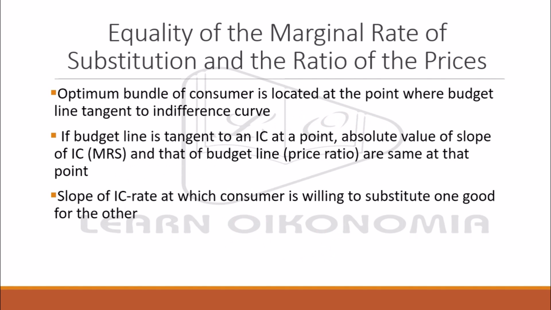Now let's see the equality of the marginal rate of substitution and the ratio of prices. What is the role of this equality when it comes to consumption behavior? This is something that has to do with the optimum bundle of the consumer, and this is located at the point where your budget line is tangent to the indifference curve. So this is your budget line and this is the indifference curve that you have, and at this point your IC is tangent to the budget line.